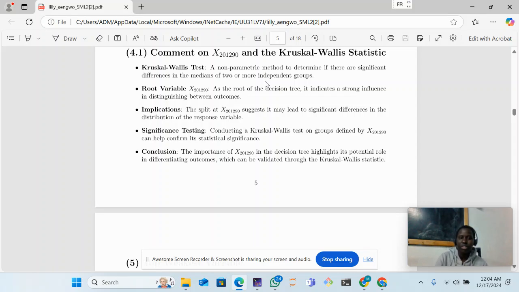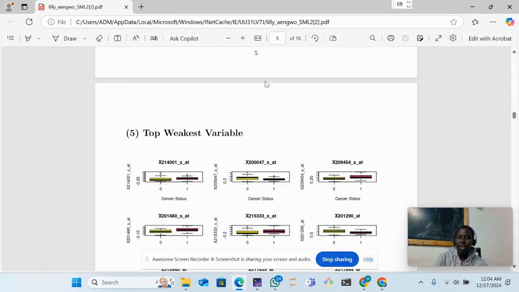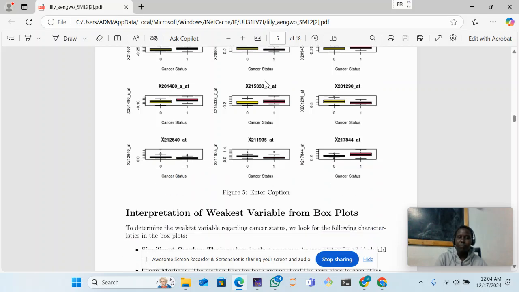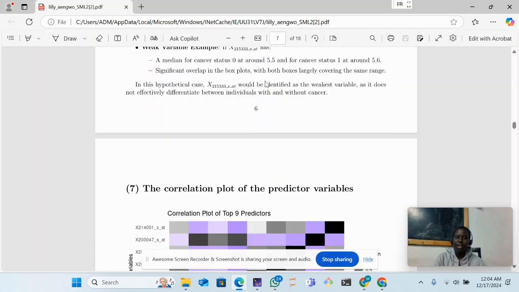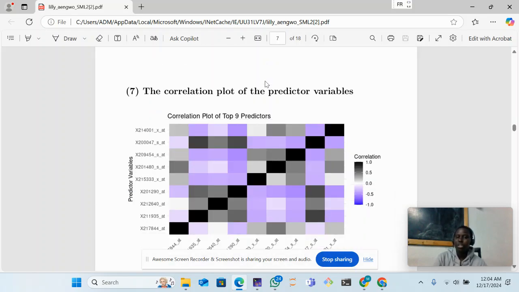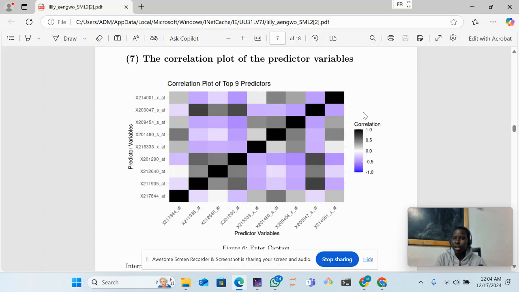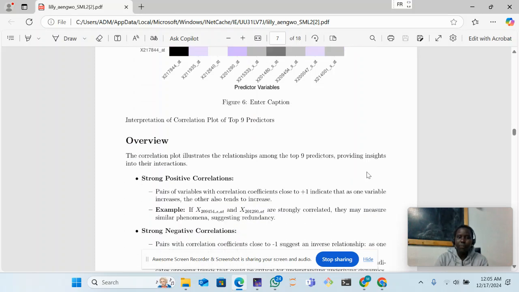I also did significance testing, and I also tested the top weakest variable, and these are the output of my box plot. I also checked the correlation for the top 9 predictors, and it shows that the dark part indicates a highly positive correlation. Then a low positive correlation, then we have zero correlation, and negative one indicates a strong negative correlation.